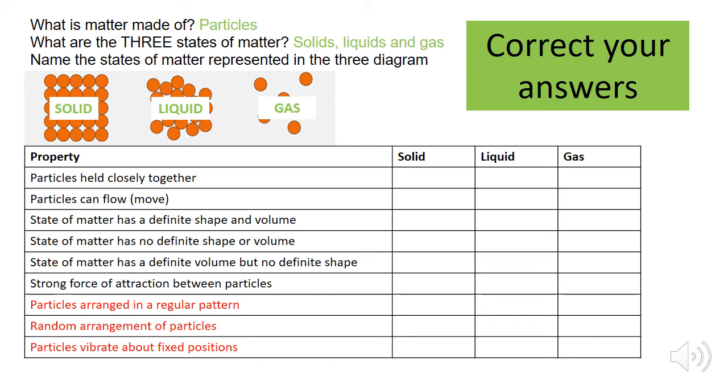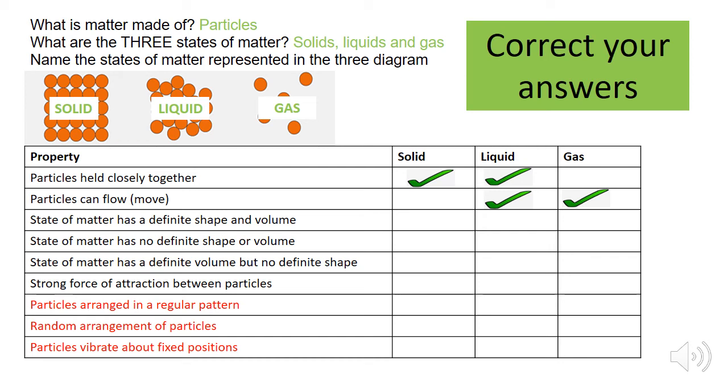So if we go through these properties and look at whether they're referring to a solid, liquid or gas. Particles held closely together are both solids and liquids, but we know that they're slightly further apart in a liquid than a solid. Particles can flow refers to a liquid and a gas. Now we generally use the word flow as opposed to move.